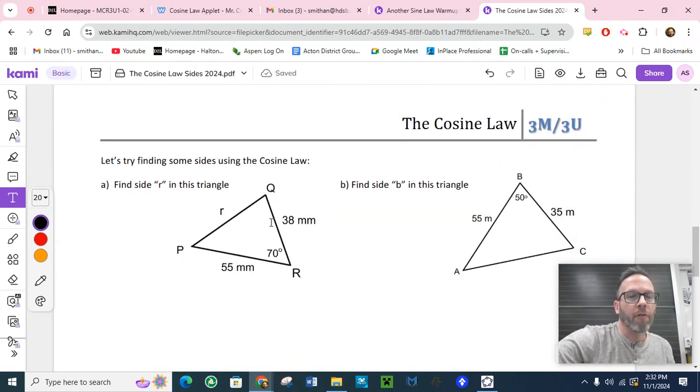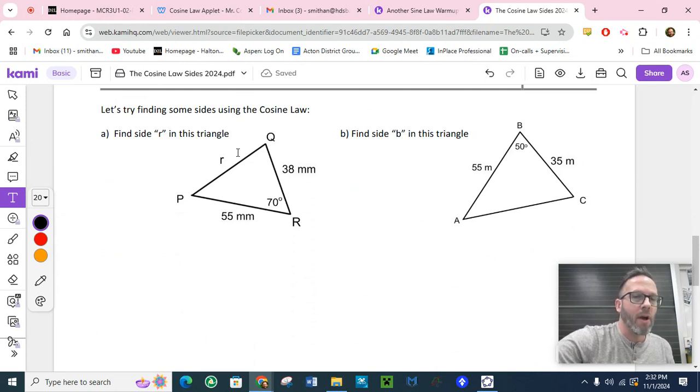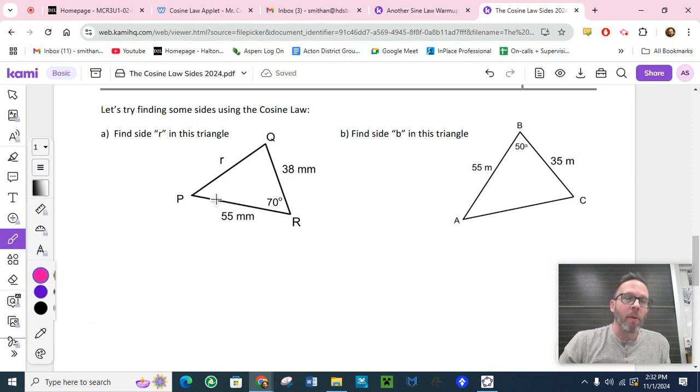Now, let's do the first one kind of together. In triangle PQR, we're trying to find side r here. You should notice this is a side-angle-side triangle, so we can't use the sine law. It's one of those cases where we need the cosine law. Normally, I don't need you to write the formula out, but for at least our first one together, it'd be a good exercise in writing out all the letters.